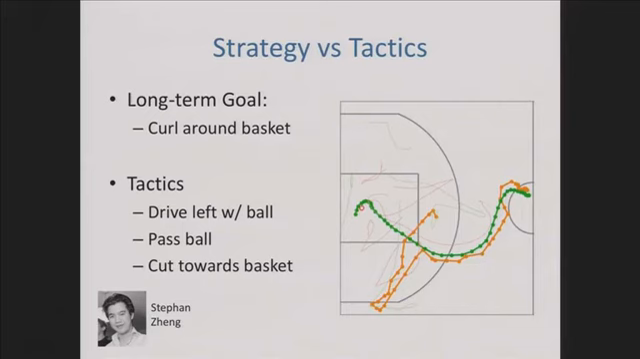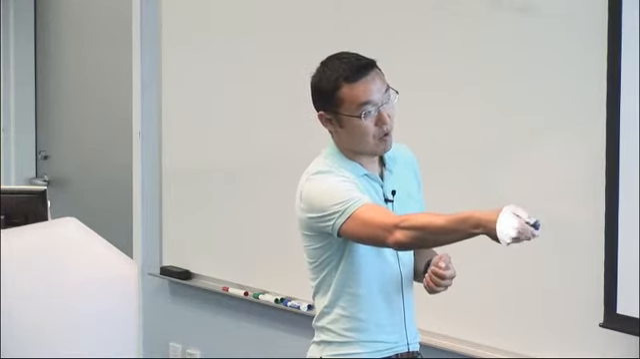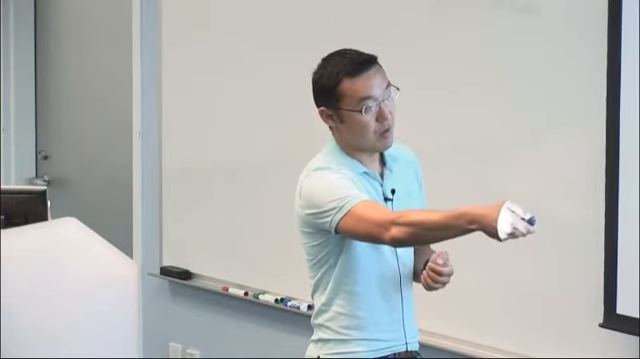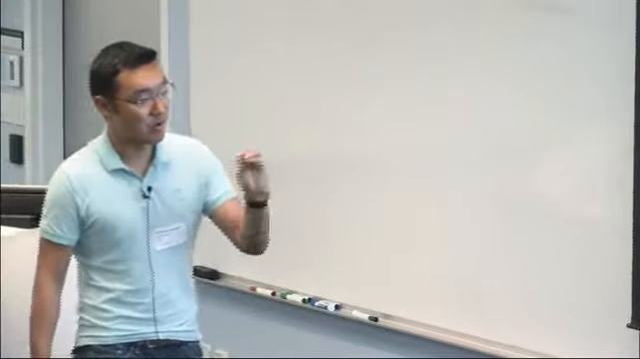And so one thing that's useful, especially in the sports domain, is the idea of long-term versus short-term goals, or strategy versus tactics. A long-term goal, at least under some definition of long-term, is for the player, which is in green, and the orange here is the basketball, to want to pass the ball and then curl around the basket. And the tactic is, okay, what are the step-by-step actions this player takes in order to achieve that goal, right? This is work primarily by my student, Stefan.